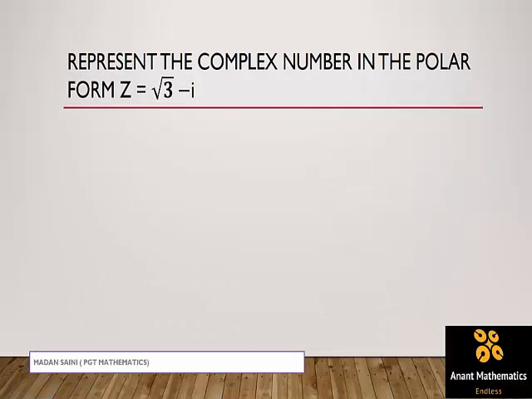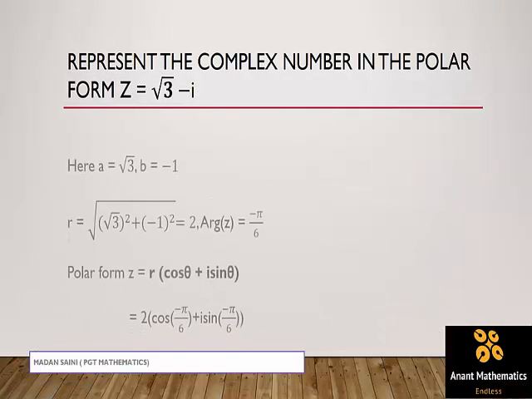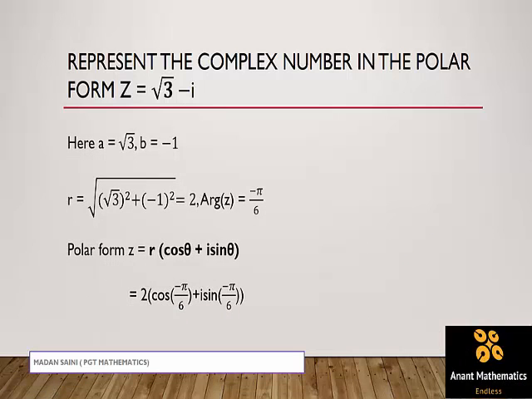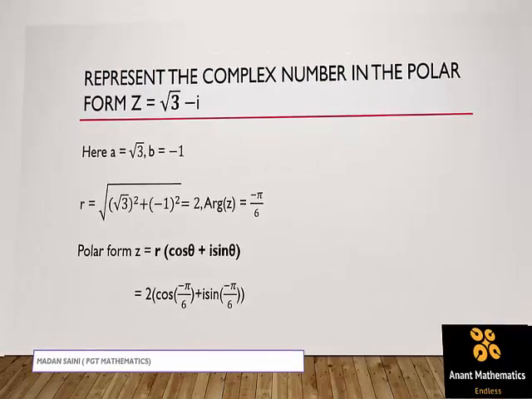Now we are going to write this complex number in the polar form. The modulus is 2 and argument is minus pi by 6. Therefore, the polar form of the given complex number is 2 times cos of minus pi by 6 plus iota sin of minus pi by 6.